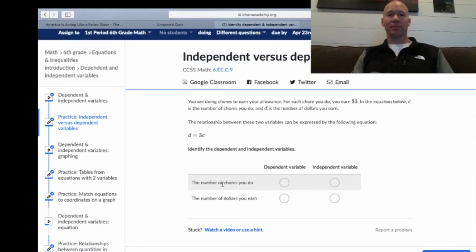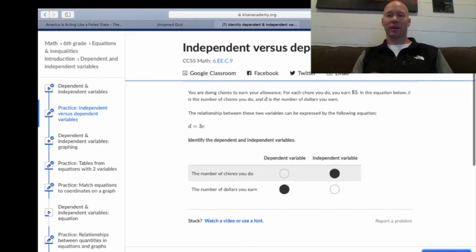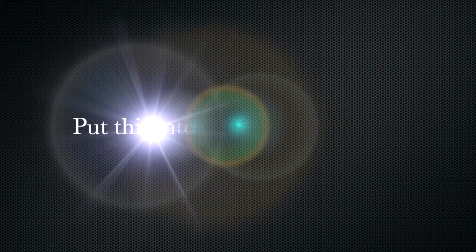Same thing here. The number of dollars changes based on the number of chores that you do. So dollars is dependent, and the number of chores I do is independent. Now let's check and see if I was right there.